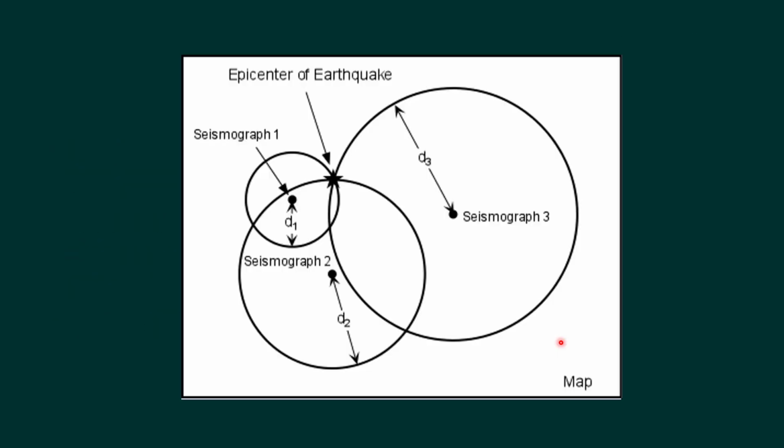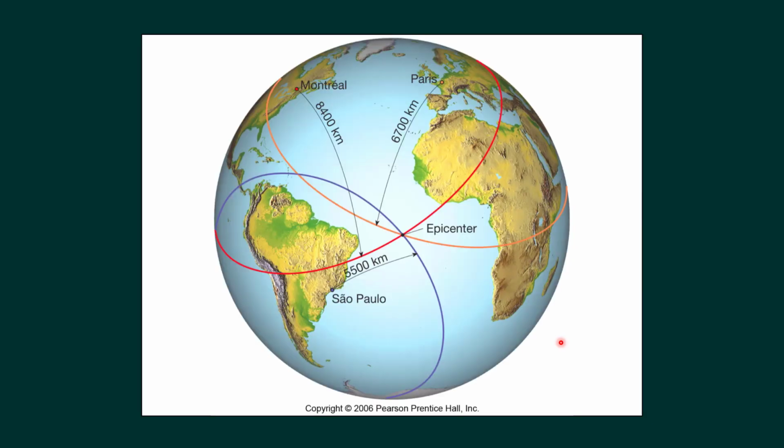And here's another version of that too. I've got 3 seismographs, 3 different distances. Where they cross, that's the epicenter. All right. Doesn't need to be that close, guys. You can be pretty dang far away, and you can still work this out.